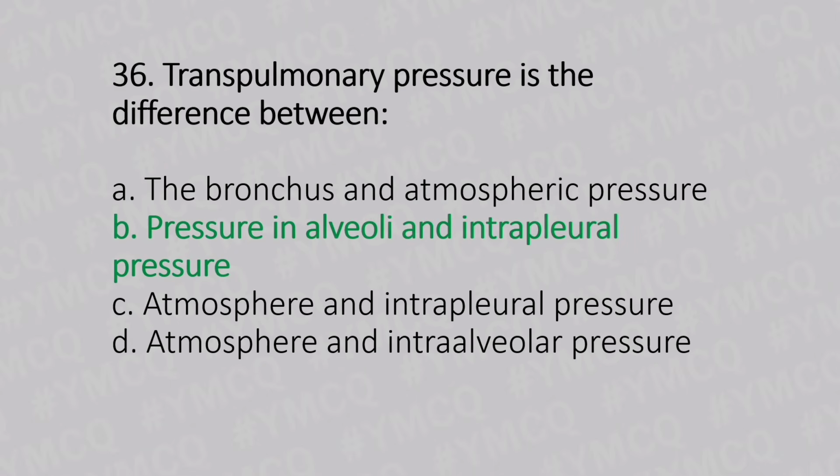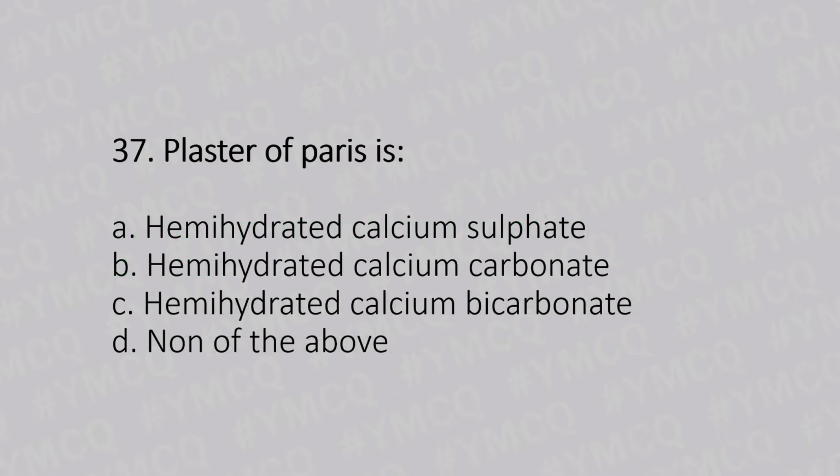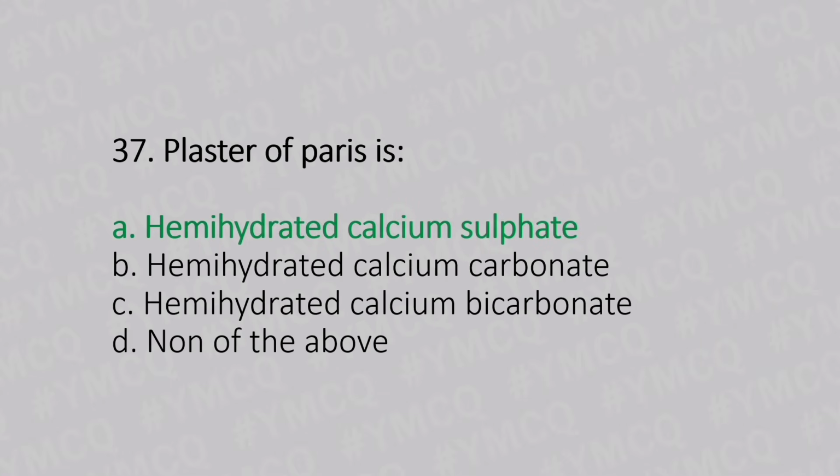Moving to our 37th question. Plaster of Paris is Option A. Hemihydrated calcium sulfide. Option B. Hemihydrated calcium carbonate. Option C. Hemihydrated calcium bicarbonate. Option D. None of the above. And the answer is Option A. Hemihydrated calcium sulfide.